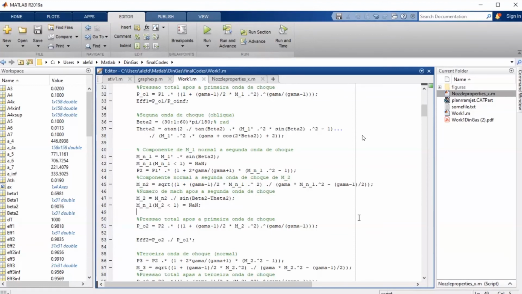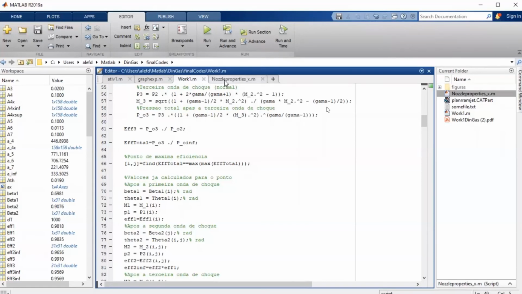You will see how to go from this type of calculation to Prandtl-Meyer flow, reverse Prandtl-Meyer flow calculation, which is much simpler but gives absolutely the same result as the oblique shockwave theory. Congratulations on this program, it works nicely. Thank you.